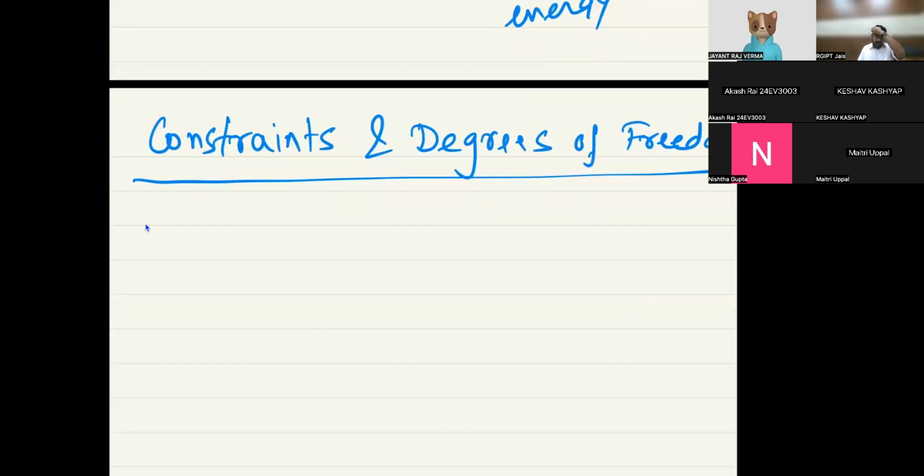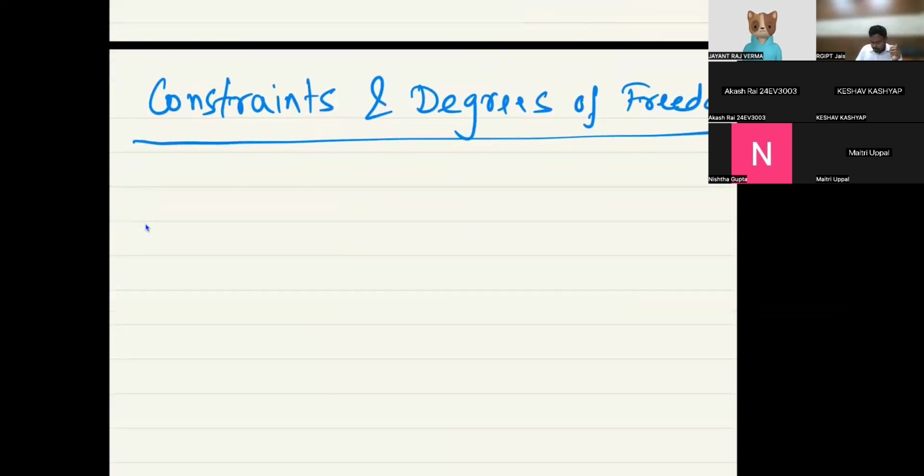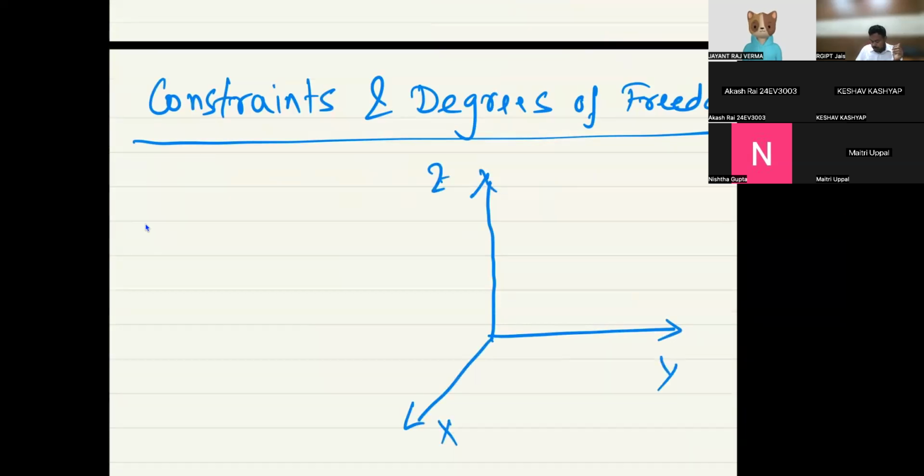Okay, so let's consider that this is a three-dimensional coordinate system, and we have some particle here of mass m. Then in which direction is this mass allowed to move? Can you guys tell me?